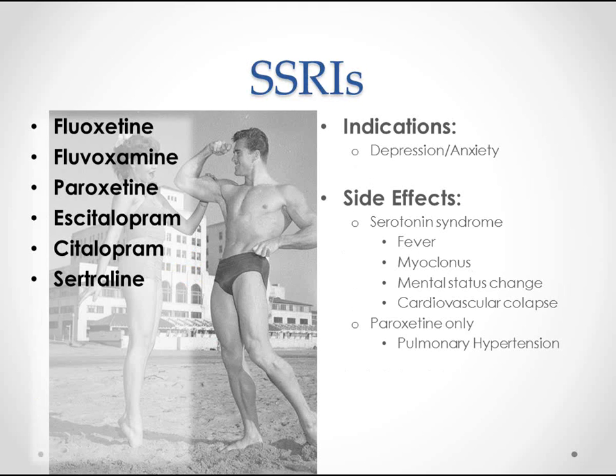So then we move on to the SSRIs. What did we say? Freaking fabulous pecs. So fluoxetine, fluvoxamine, paroxetine, escitalopram, citalopram, and sertraline. I don't know if you say escitalopram. I always say escitalopram and citalopram. I don't know which one is right. And then sertraline. So we use these basically just for depression and anxiety.